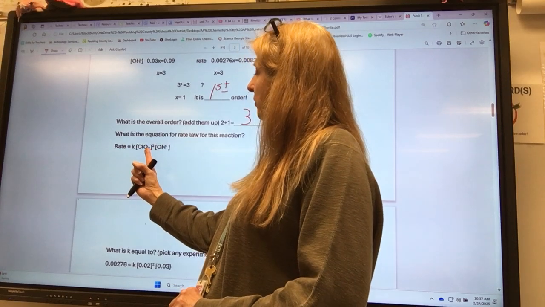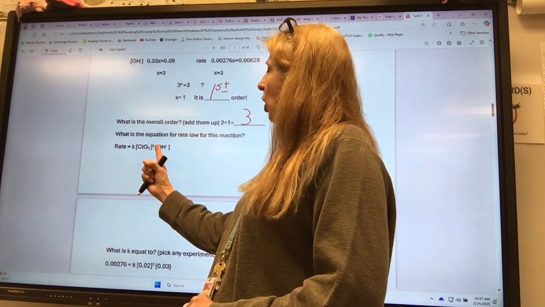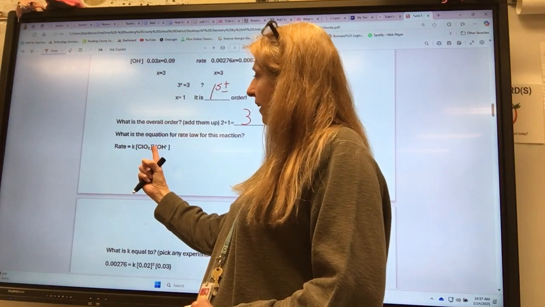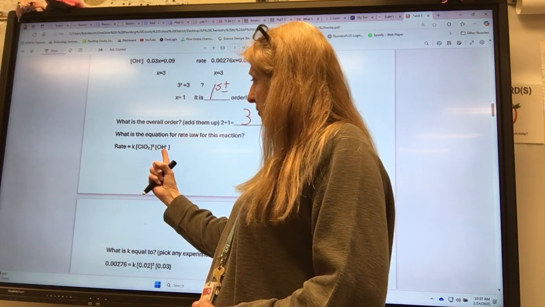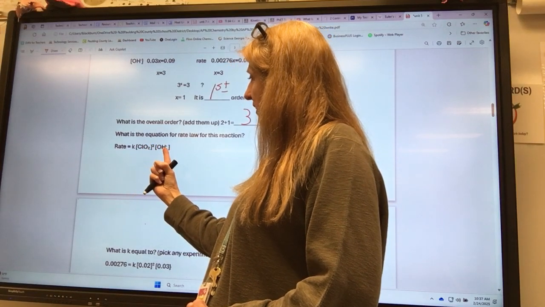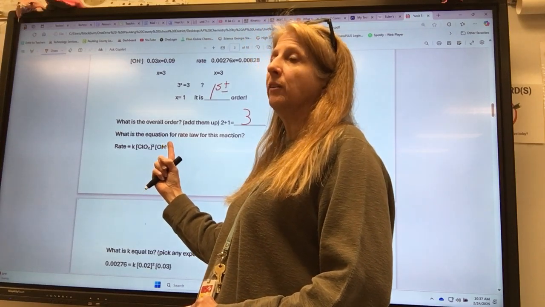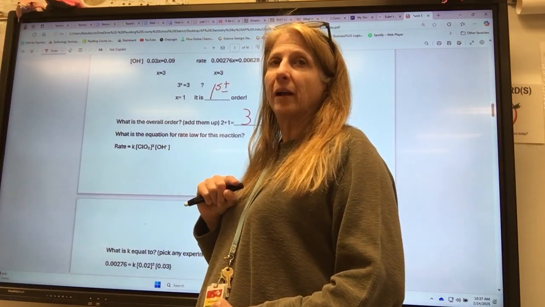Then write the concentration of your first reactant raised to its order. And our first one was second order. Then you write your second reactant as a concentration, and you put what order it is, but if it's a 1, you don't write it. Everybody see how I got it?